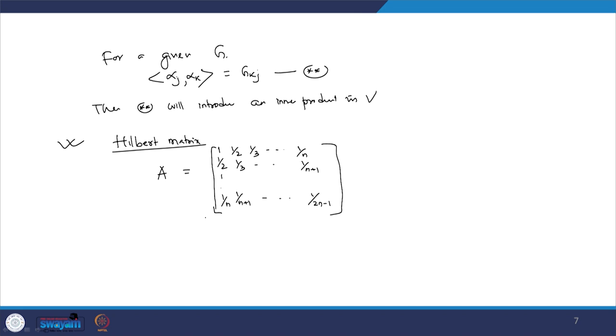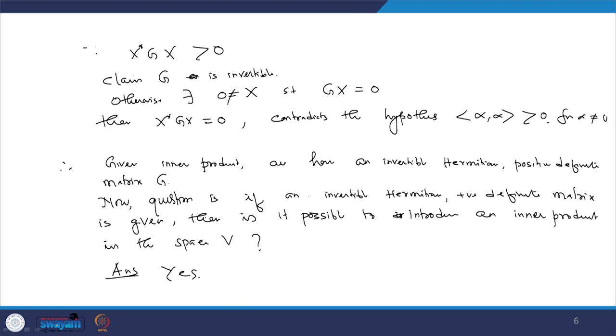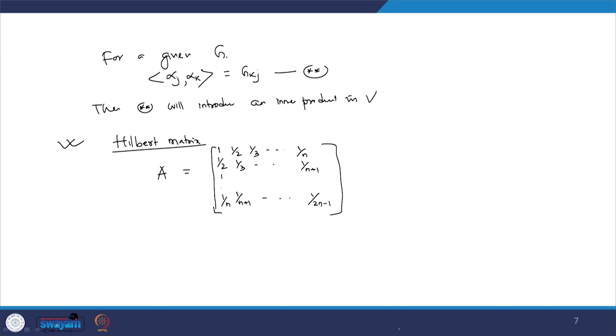Now, this matrix, you immediately see that it is a symmetric matrix. See, if the field of complex numbers is replaced by real numbers, then I will have G as a symmetric matrix instead of Hermitian. So, now the question is, can I use this concept that G has to be invertible when G comes as a consequence of a given inner product? Suppose A is like this matrix. So, it is also a symmetric matrix. Is it possible to show that this matrix also comes as a consequence of a given inner product on a given vector space? If it is, then immediately I can say A will be an invertible matrix.